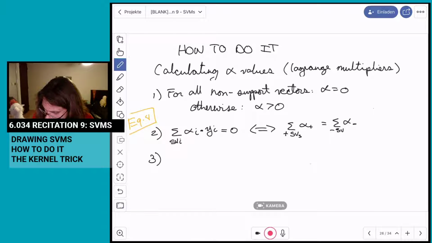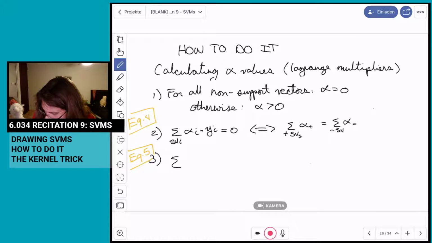This is going to be equation 5. Prematurely switched colors. Classic. Okay.